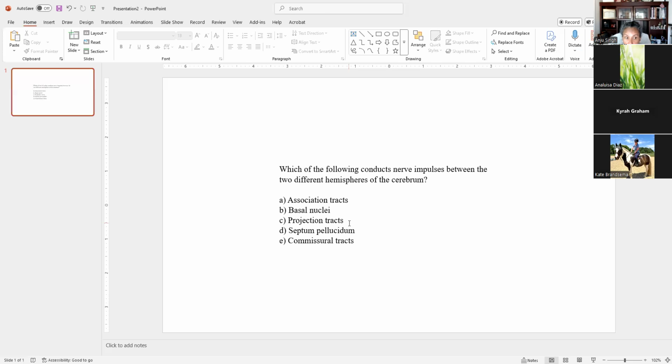Basal nuclei make up your gray matter, so that's not even a tract. Septum pellucidum is a septum. It's not even white matter or gray matter. It's literally a septum that separates the two lateral ventricles.